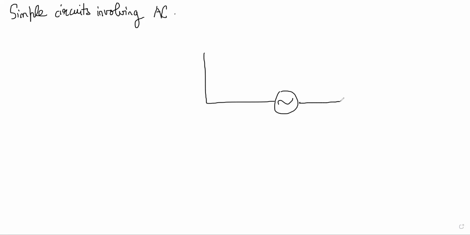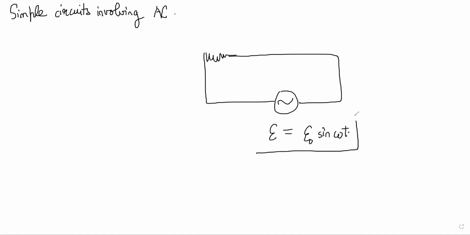Now we'll start discussing the real thing, which is simple circuits involving alternating current. For example, an AC source is denoted by this symbol to denote the fact that it is not the same as a DC battery. This symbol suggests that it is a sine curve, because actually EMF is a variable thing. So let's say EMF is a sine curve like this, and there is a resistor here.